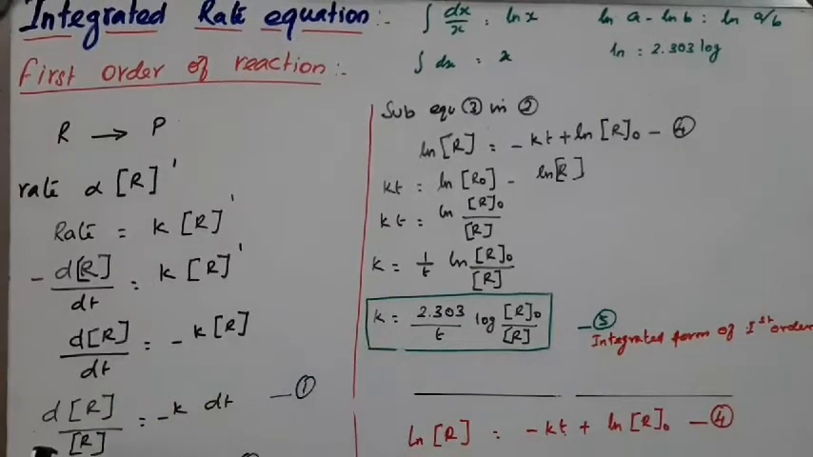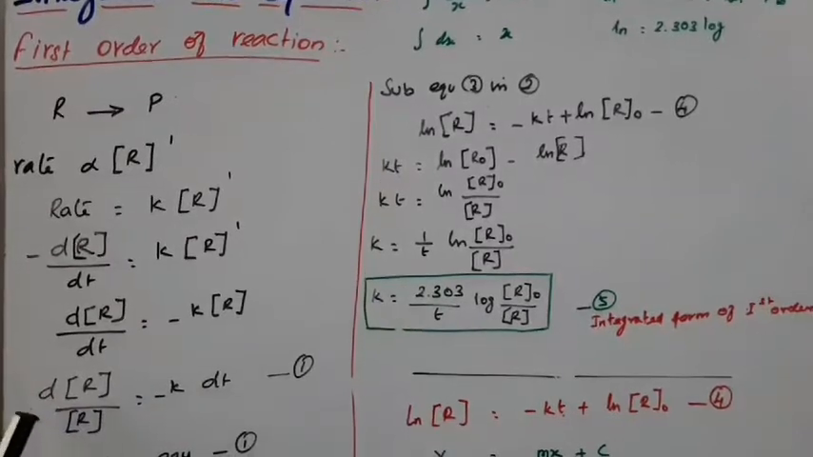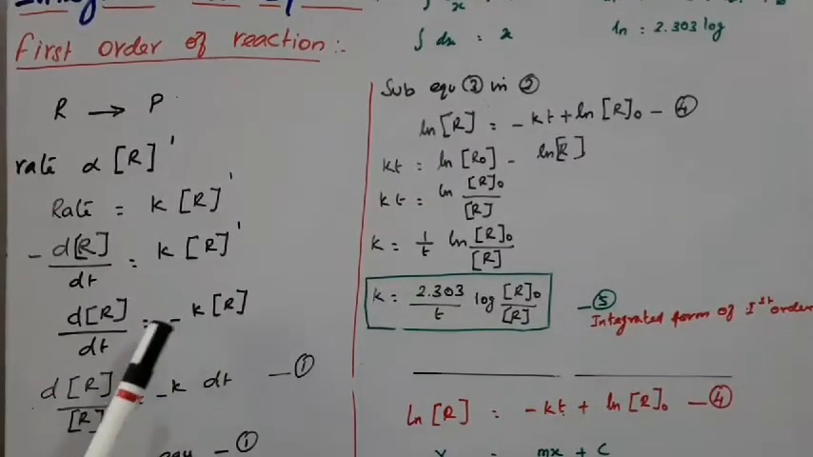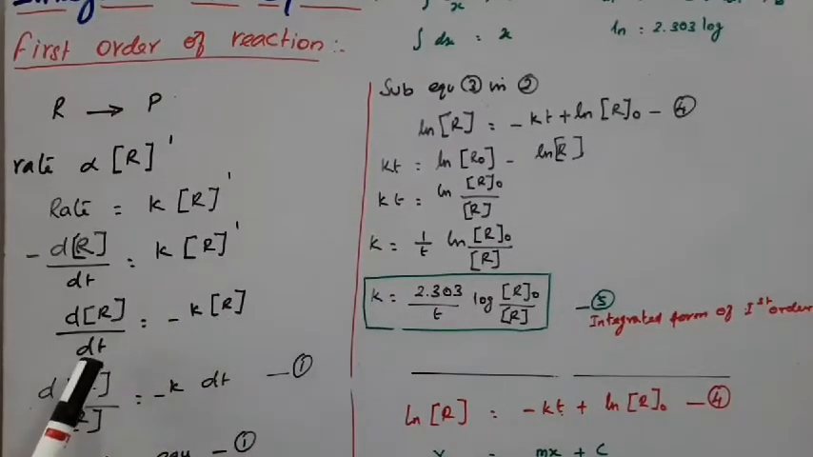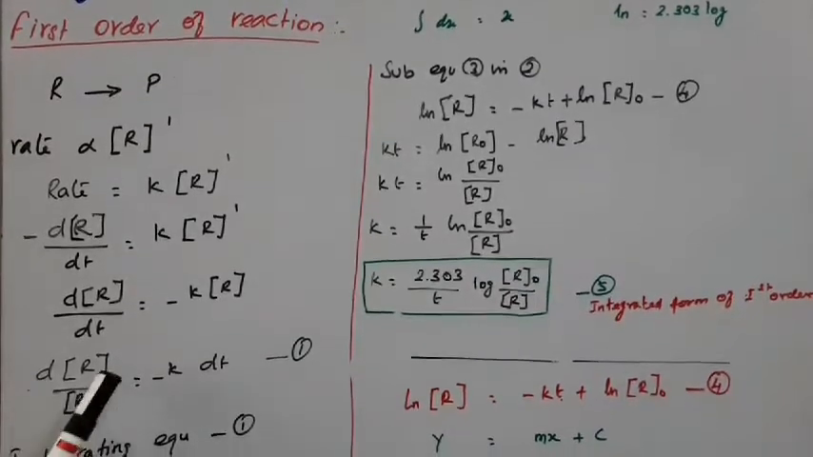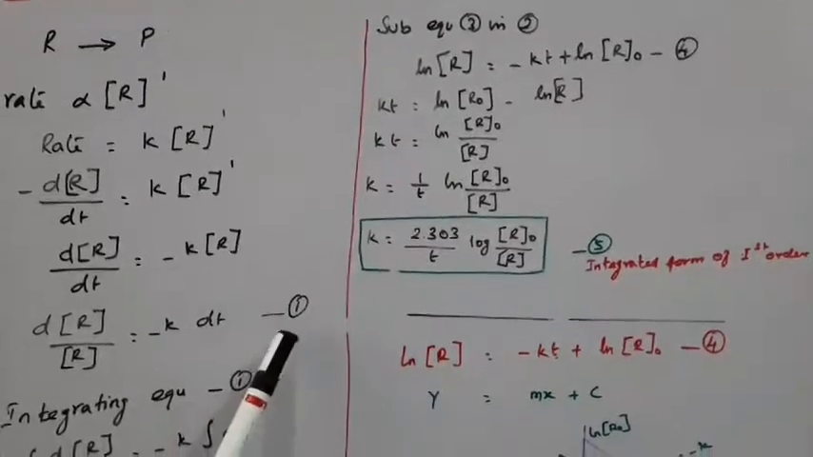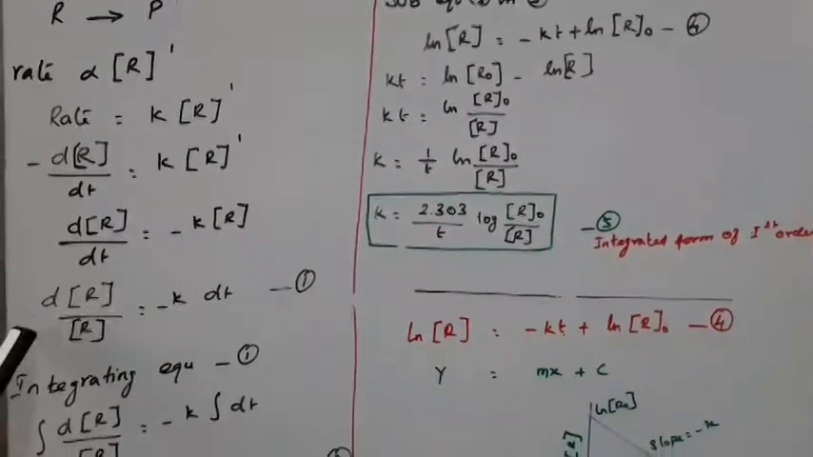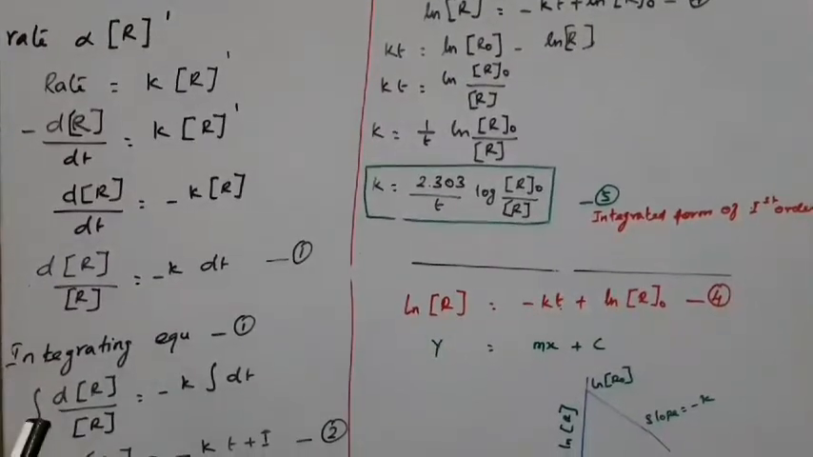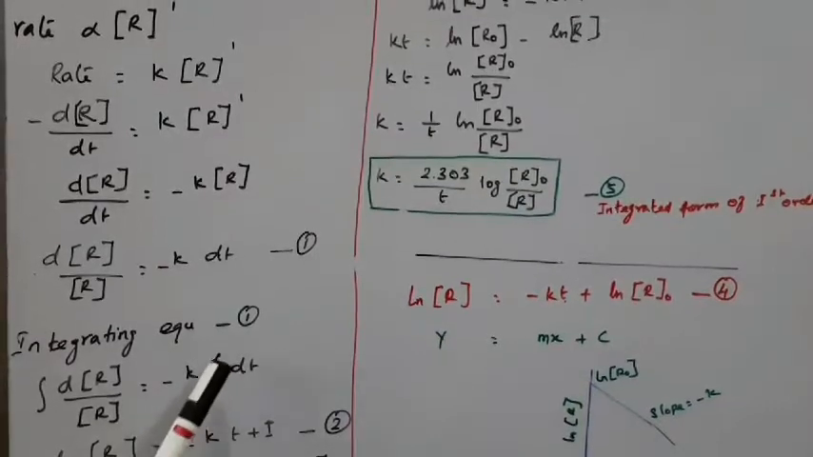Then we rearrange this reaction: dt goes to the right hand side and R goes to the left hand side. So d of R by R equals minus k dt. We may consider this equation 1. Now we are going to integrate the above equation. Integrating means the integral of d of R by R equals minus k integral dt.